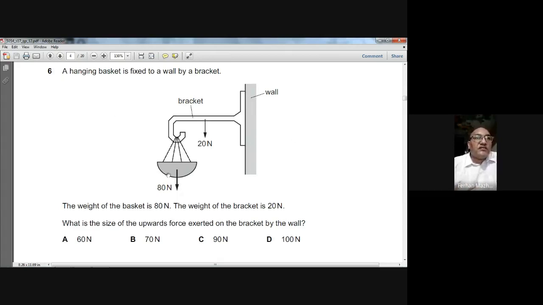You see, the downward force is 80 Newton and 20 Newton, so the downward force is totally 100 Newton. So here the upward force provided should be equal to 100 Newton. So D is the choice. It's a very simple question. So D is the choice for question number 6.